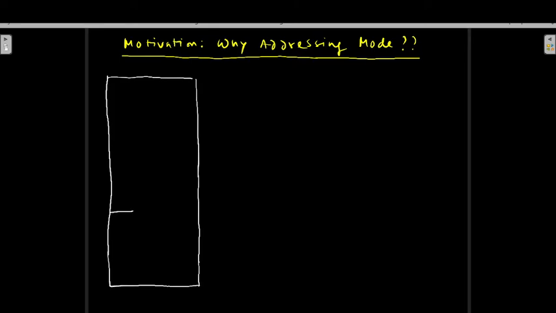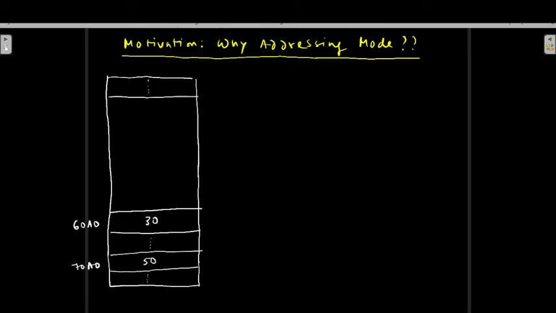Consider two particular values. For example, we are considering the values 30 and 50. Now suppose 30 is stored in 60A0H location and this 50 is stored at 70A0 location. Now apart from this, consider another two different memory locations.